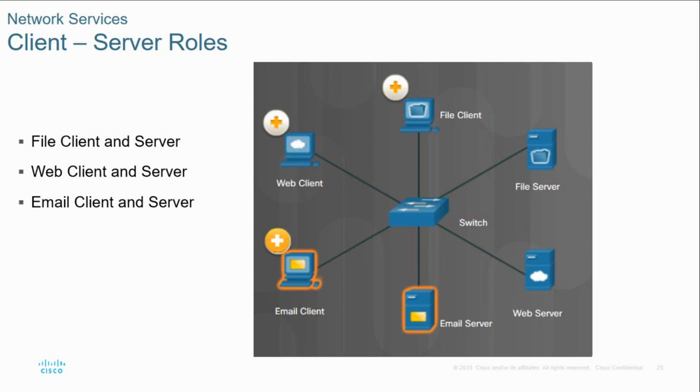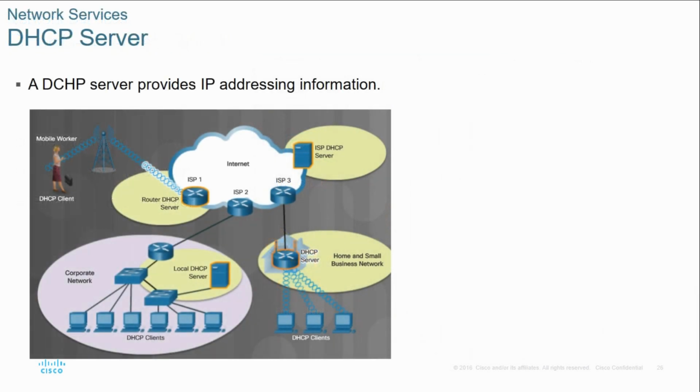Other servers that are common in a company or organizations are as follows. First is the DHCP, or the Dynamic Host Configuration Protocol Server. The function of this server is to provide IP addresses for all the clients.